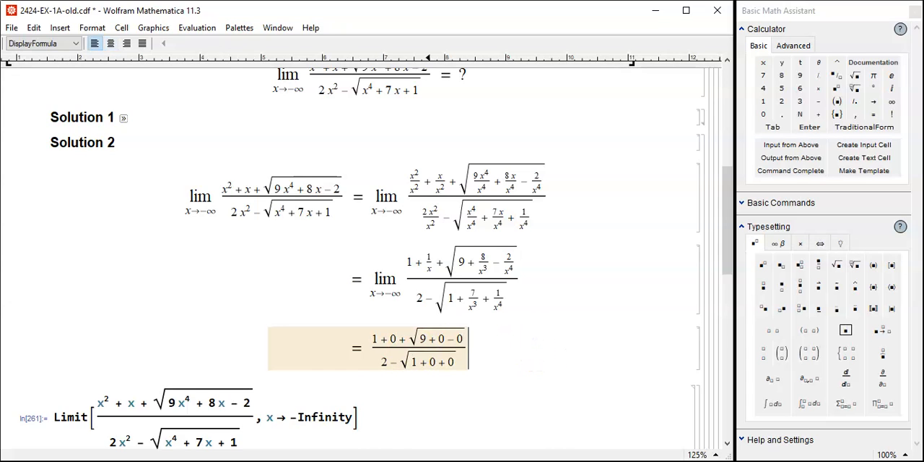And consequently, what computation do I get? We have 1 plus the square root of 9 over 2 minus the square root of 1. And consequently, we just have 4 over 1, so 4.